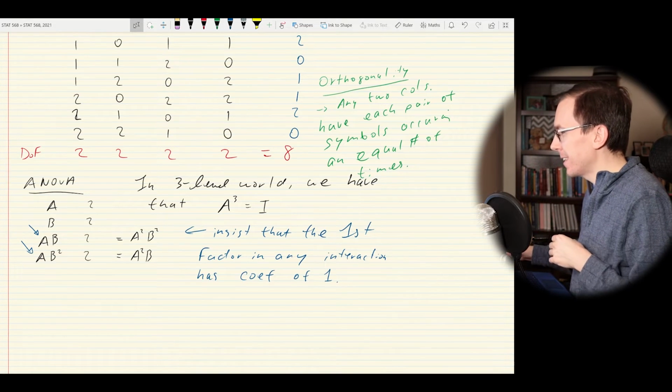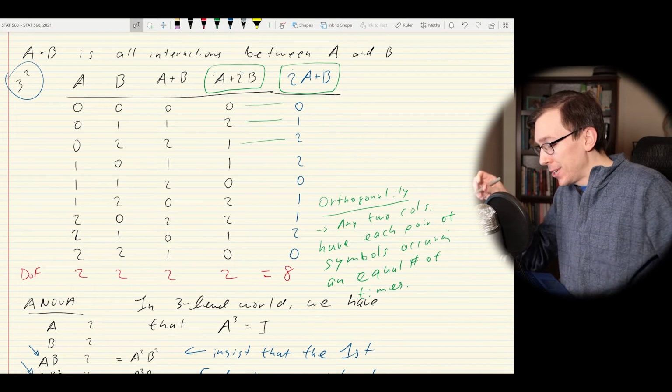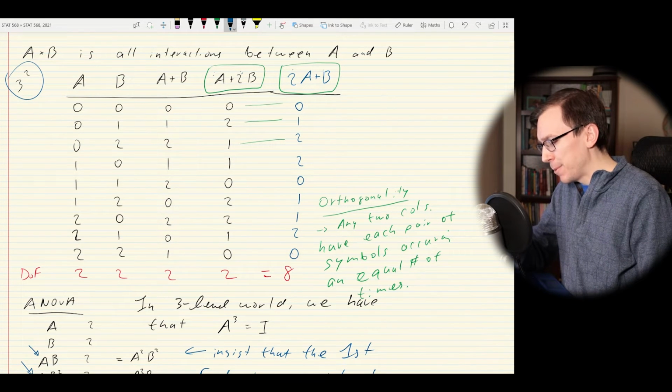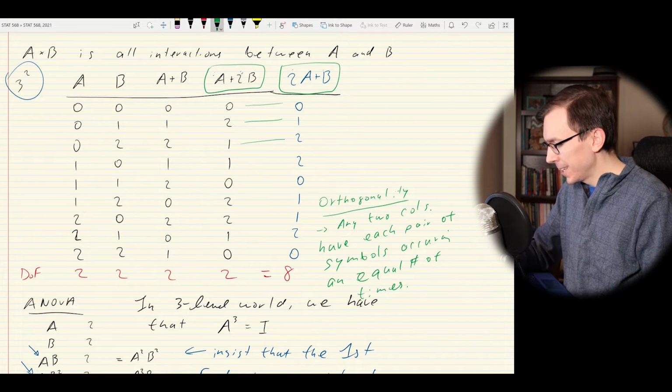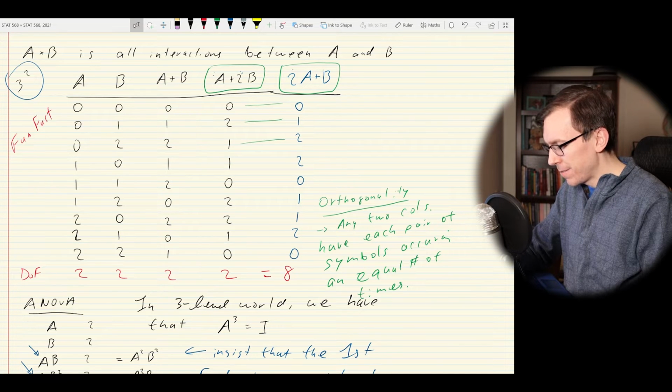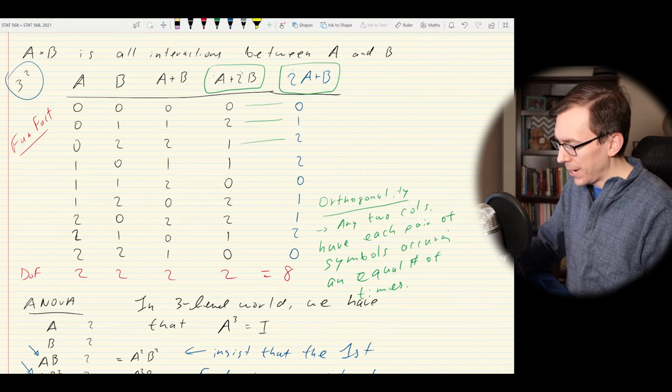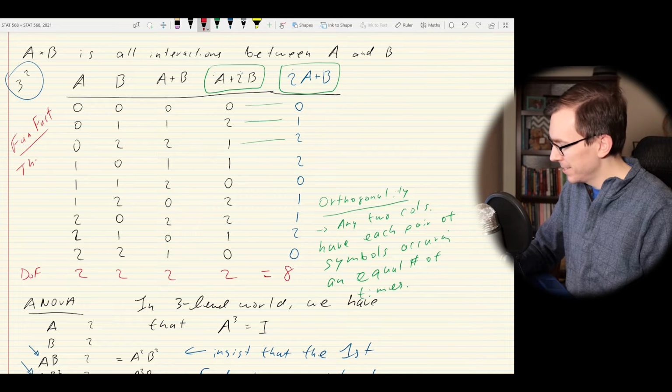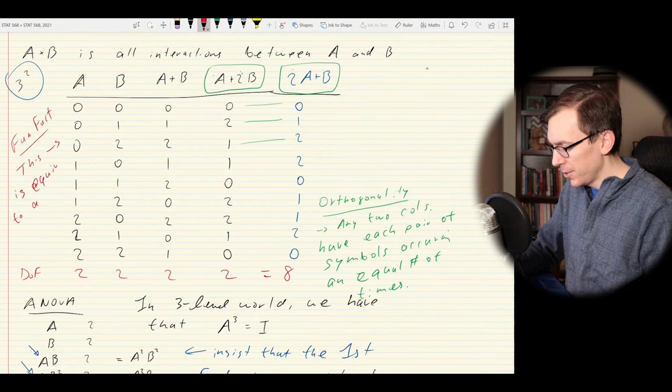So there's actually one other neat thing that we might notice if we stare at this table here. So let's switch to green or red. Fun fact, this is equivalent to a Greco-Latin square. I love this. I think it's kind of neat.